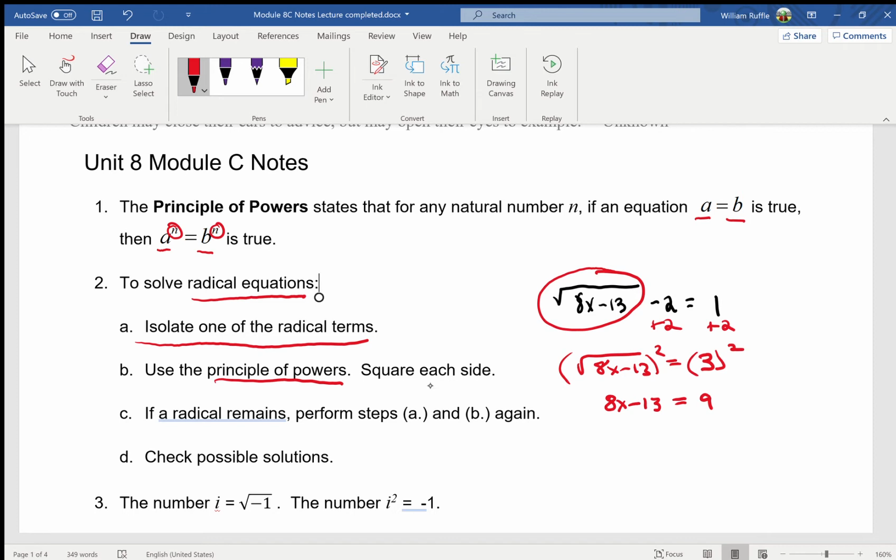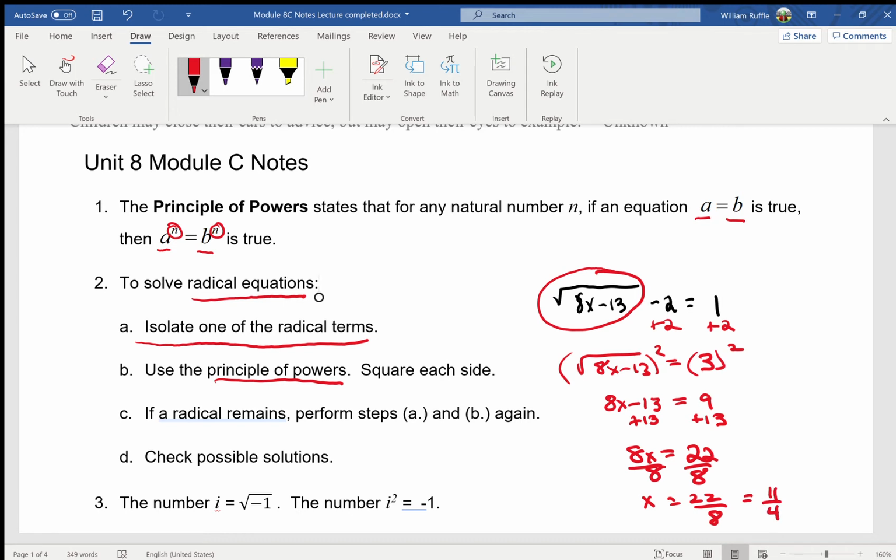So now I need to solve. So I'm going to add 13, and so I get 8x equals 22, and so I get x equals 22 over 8, which is really 11/4.